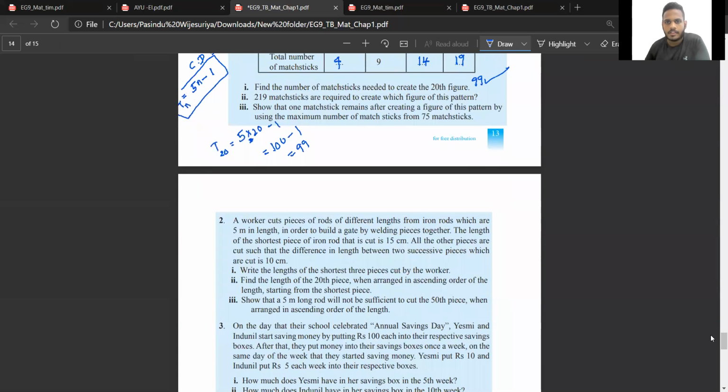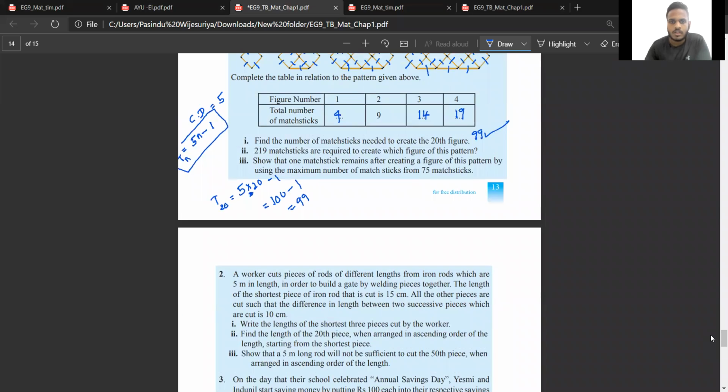And as such, which figure? It's the 44th. Now, you are shown that one matchstick remains out of creating 75.